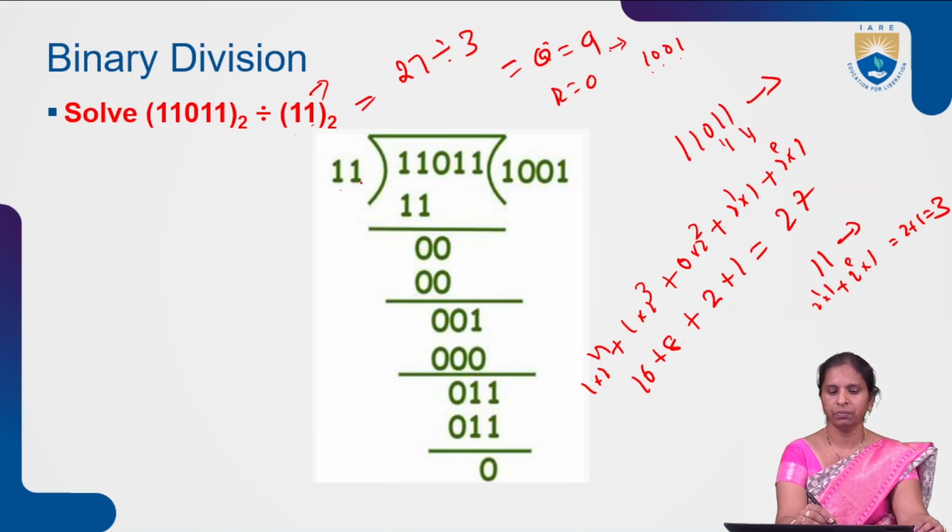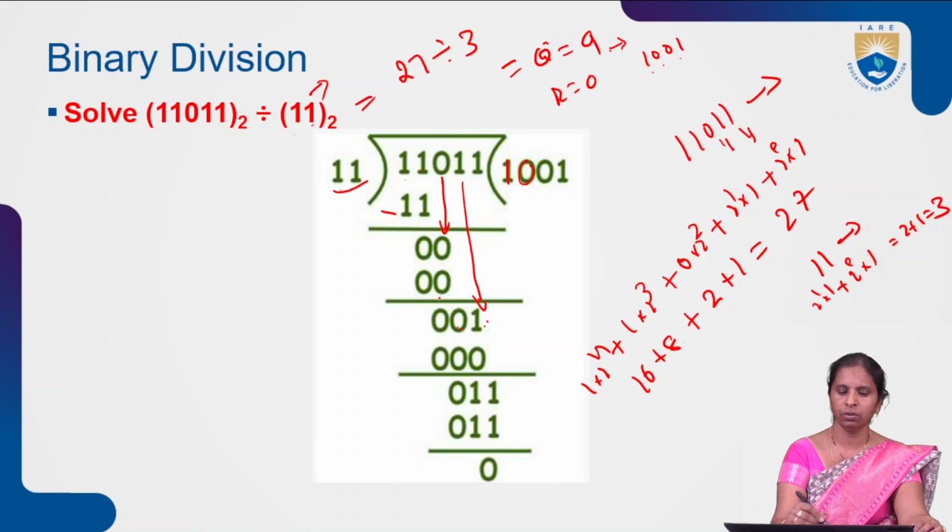Now, what are you doing here? 11 divided into 11011. First you are taking the 2 digits 11. So this goes 1 time. Therefore, 11 minus 11 is 0 here. Then this 0 will come down. So this cannot go, therefore add this 0 and bring down this 1 here. Then you get 0, 0, 1. So 0, 1 will not go in 1, 1. Then by adding 0, you are bringing down this 1 here.